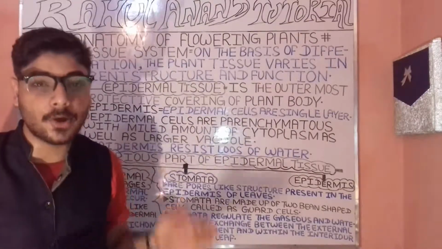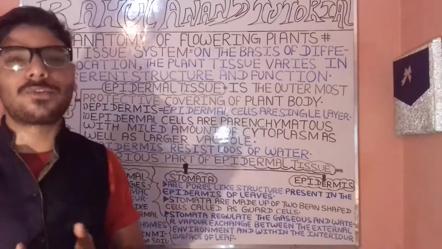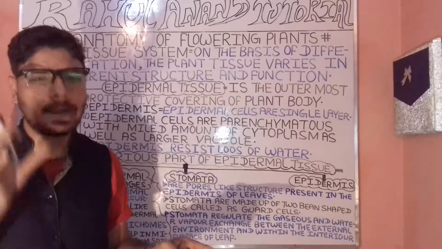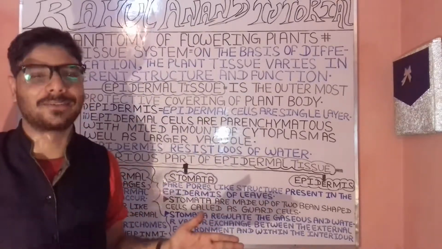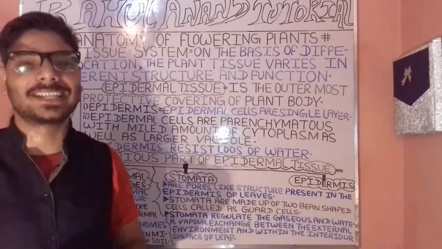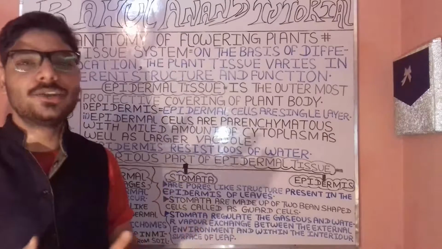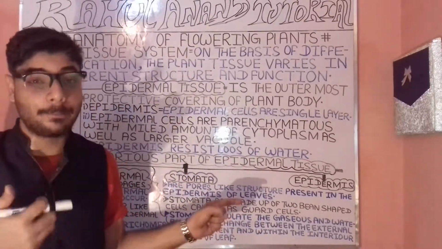Now let's understand what the epidermis is. It is composed of a single layer of cells. And you are very clear about what cells are. Remember, these are the building blocks of life. The epidermis is composed of parenchyma cells.